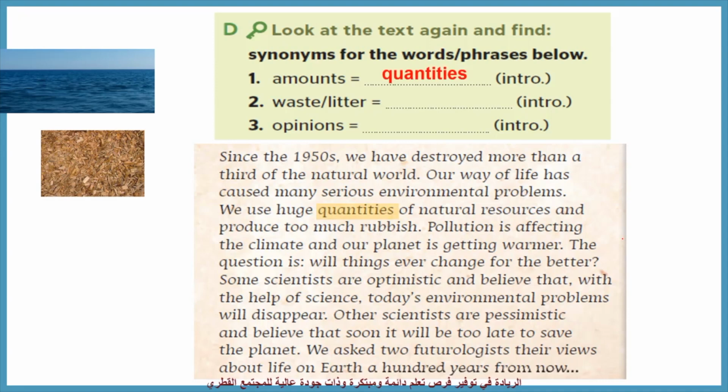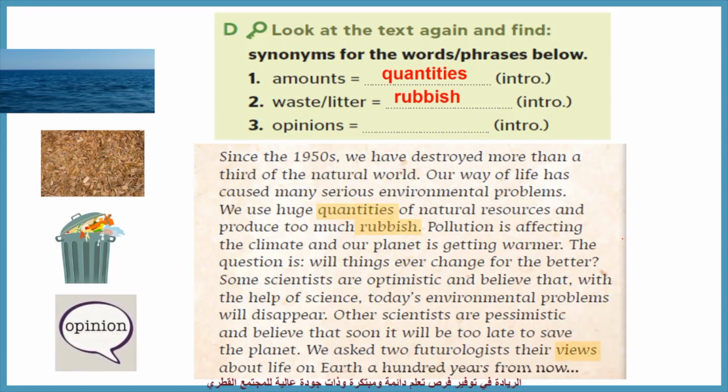Number 2, waste or litter. Waste or litter means trash or rubbish. We produce too much rubbish. Number 3, opinions. Opinions means what we think. If you take a look at the last sentence, it says, we asked 2 futurologists their views about life. It means what they think or their opinions about life.